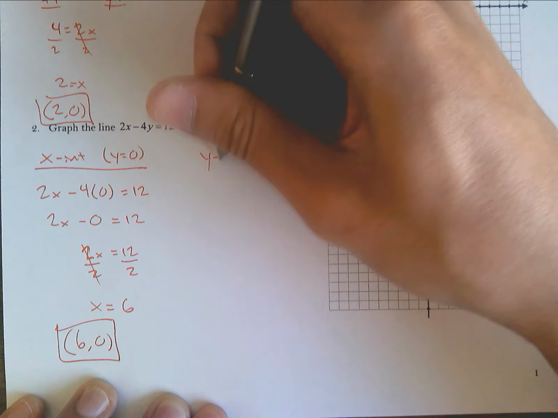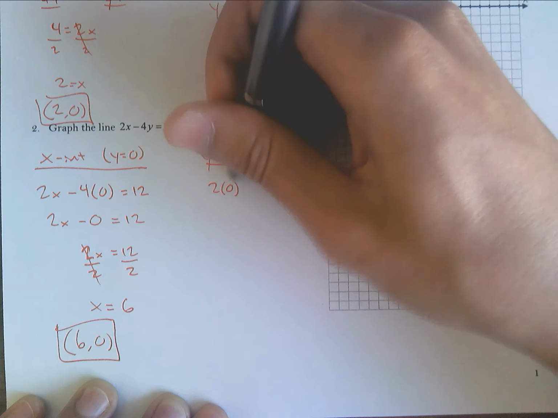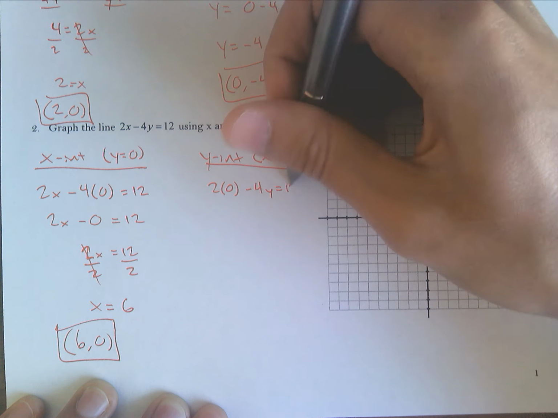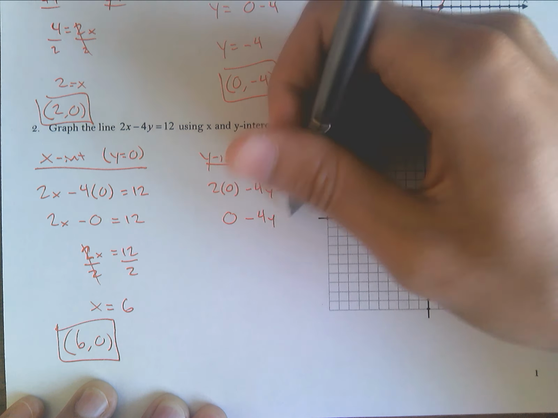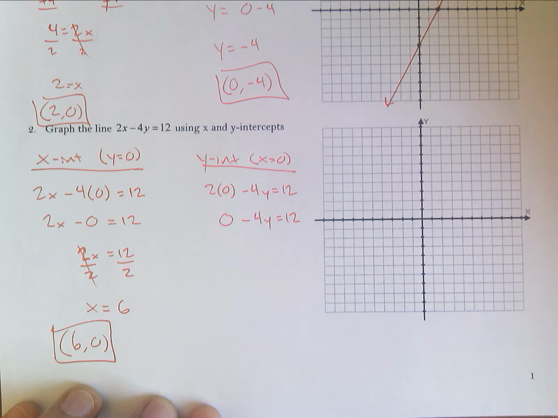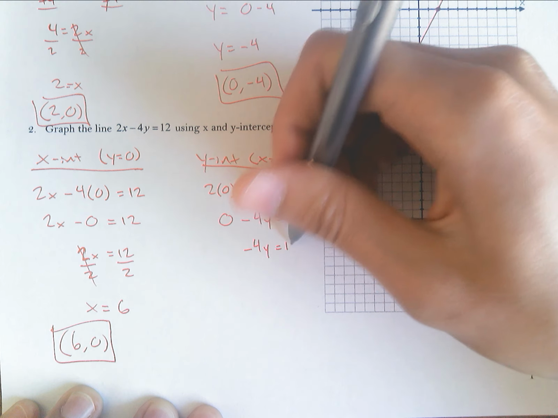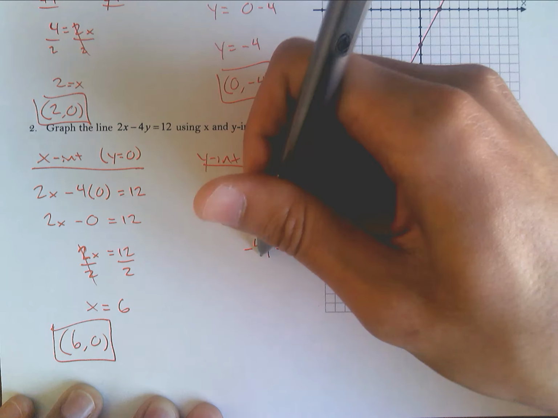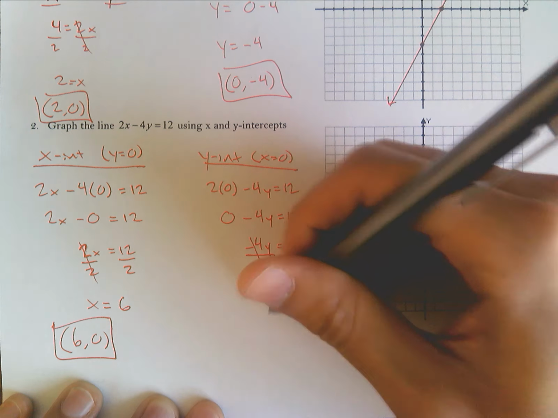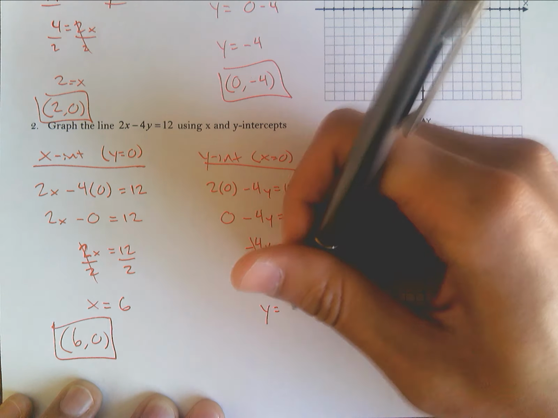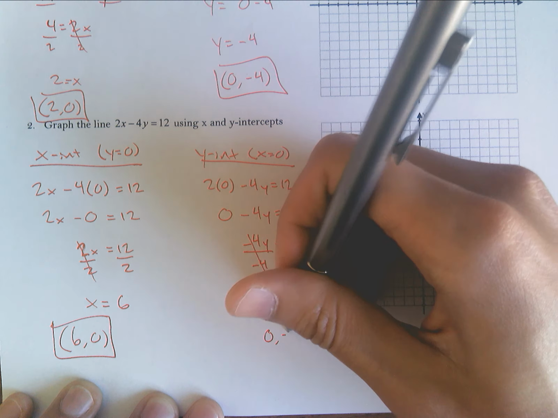To find our y-intercept, we set x equal to 0. So we have 2 times 0 minus 4y equals 12. Well, 2 times 0 is 0, and then we'll bring down the rest. Minus 4y equals 12. Well, 0 minus 4y is negative 4y, so we can drop that 0. And then one more step, we're going to divide both sides by negative 4. So y equals 12 divided by negative 4, which is negative 3. So we've got a y-intercept of, as an ordered pair, (0, negative 3).